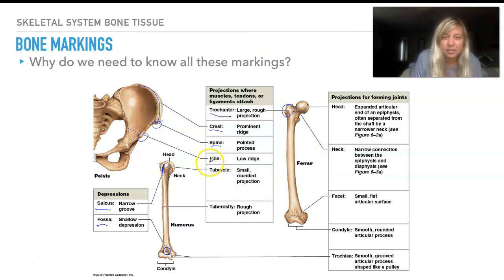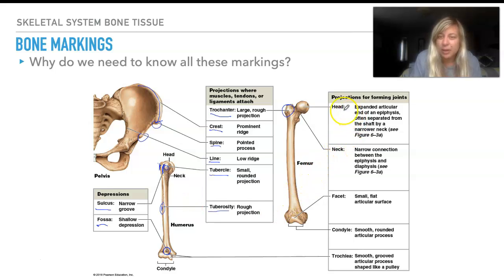A line is kind of like a low ridge across the bone. Tubercles are basically small bumps, small projections. So you can see tubercles on the humerus here. Lesser and greater tubercles let you know something about their size. A tuberosity is basically a projection on a bone, a rough area where a muscle attaches. So for example, this is the deltoid tuberosity because the deltoid muscle attaches there.